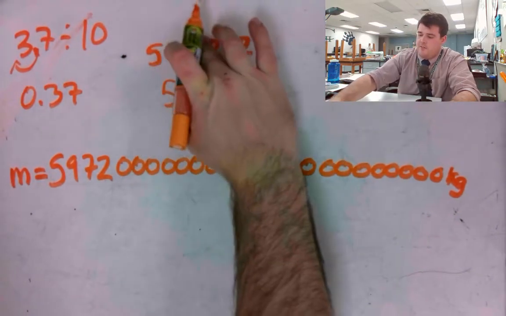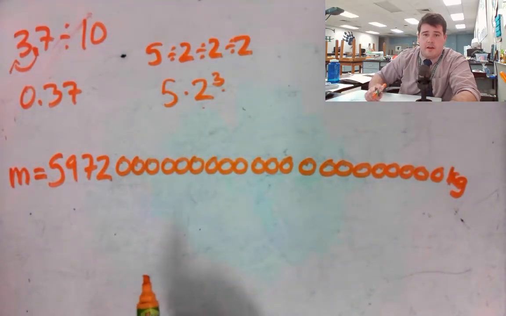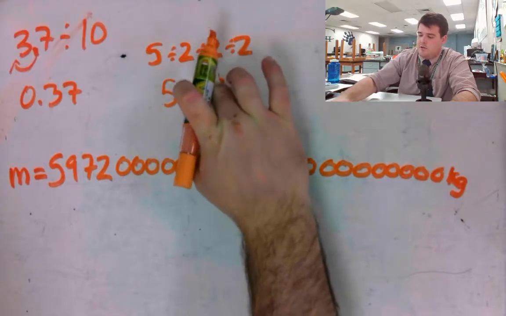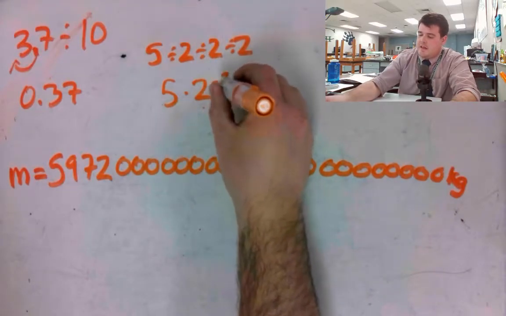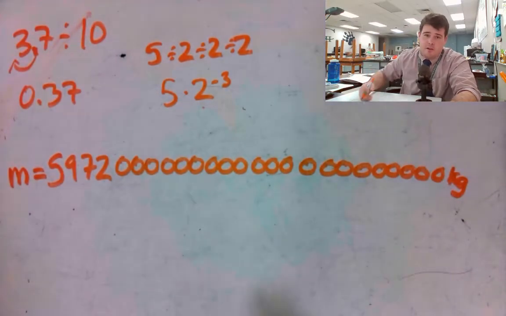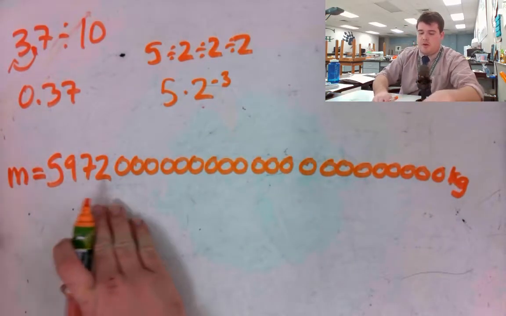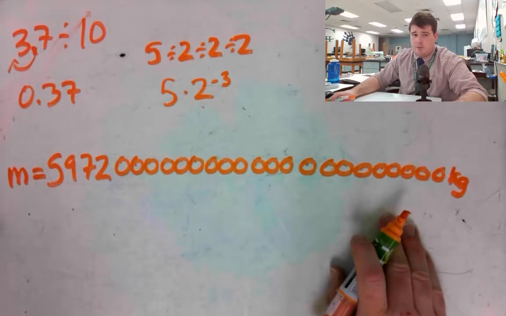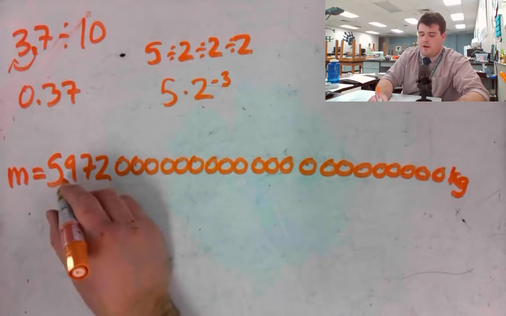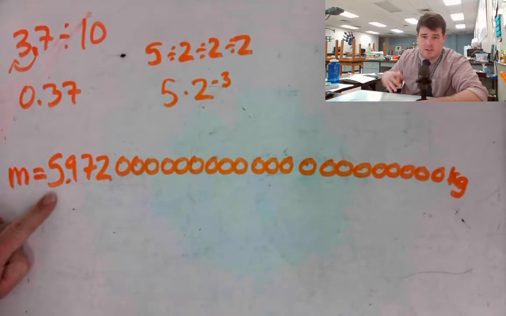If this was 5 divided by 2, then the effect would be 5 times 2, not to the third, but to the negative 3. So multiplying makes the exponent more positive, dividing makes it more negative. These are the only 2 rules we need for this. So the solution is, going back to our big number, we can't have numbers this big. We'd rather have a number that's small. So we want a number between 0 and 10, or 0 and 9.9, I should say.